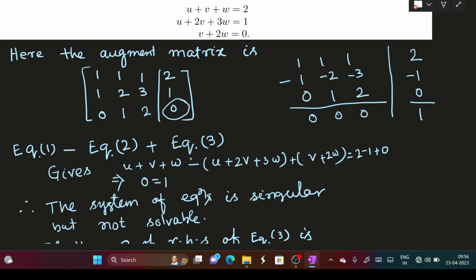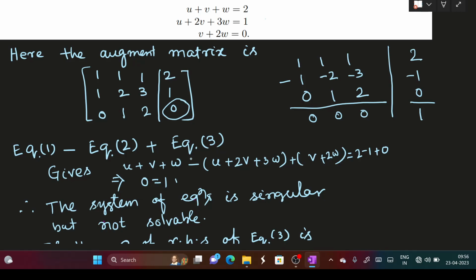Here the u's are cancelled, and this v and this v together give 2v, which can be cancelled by this minus 2v. Similarly, w here and 2w here, totally they add to give 3w, and here minus 3w. So on the left hand side each variable is cancelling the others. Finally the left hand side is 0. And what about the right hand side? 2 minus 1 plus 0 is giving me 1.